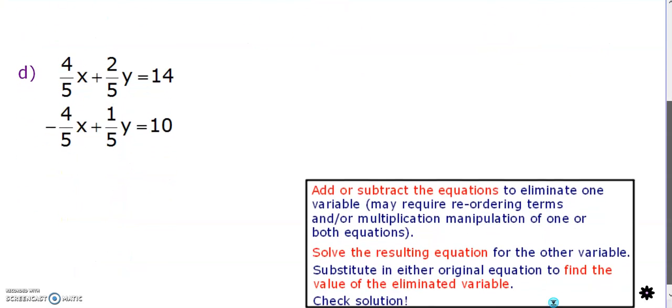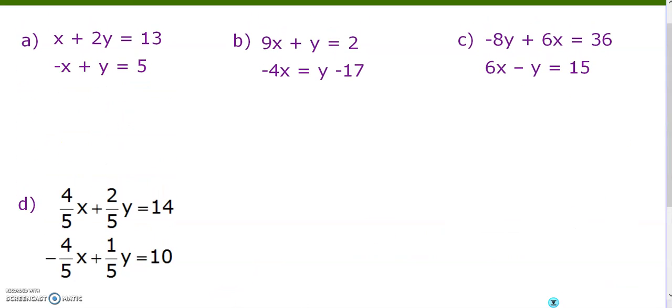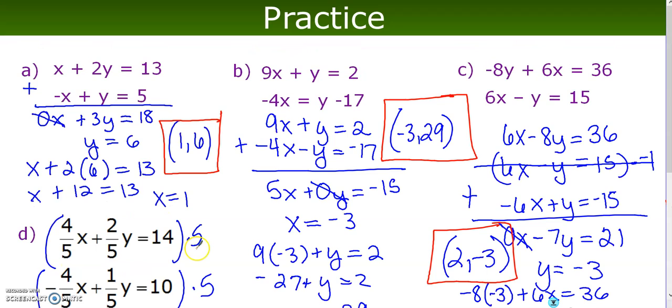We've got a few practice problems here that we'll take a look at. So go ahead and try your best at these, and then we'll check our answers. Okay, we'll take a look at our answers here for letter A. They were already stacked, so all we had to do is add. We get 1, 6. For letter B, we had to rearrange, so we had to restack and then add. We get -3, 29.